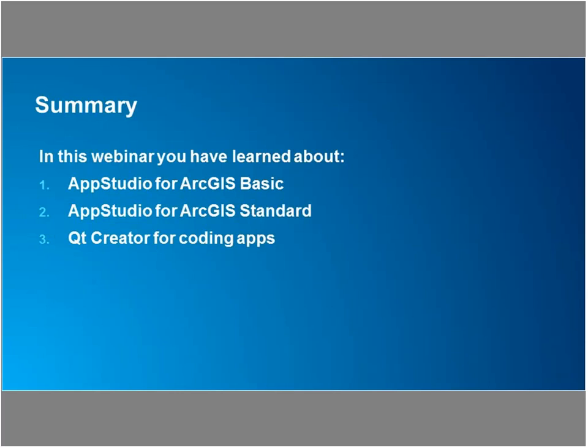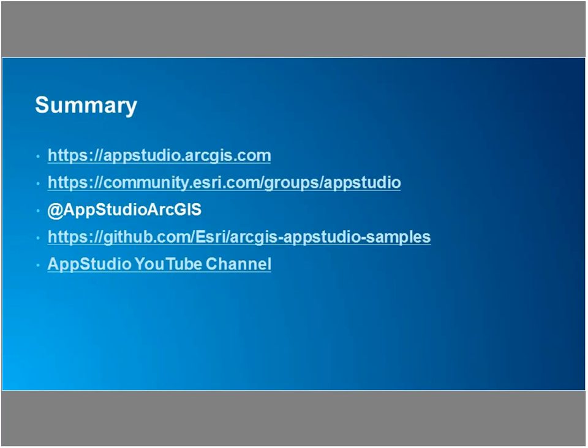So in summary, then, 3 things. The easiest first, AppStudio for ArcGIS Basic. That's the easiest thing first, to get one of 3 different templated apps into an app store. AppStudio for ArcGIS Standard is where you purchase a standard license from us, and it gives you a bunch of added capabilities. And then we finally kind of looked at Qt Creator. If you are a coder and you want to extend these apps or start from scratch or start from a sample, we provide lots of hooks into Qt Creator.